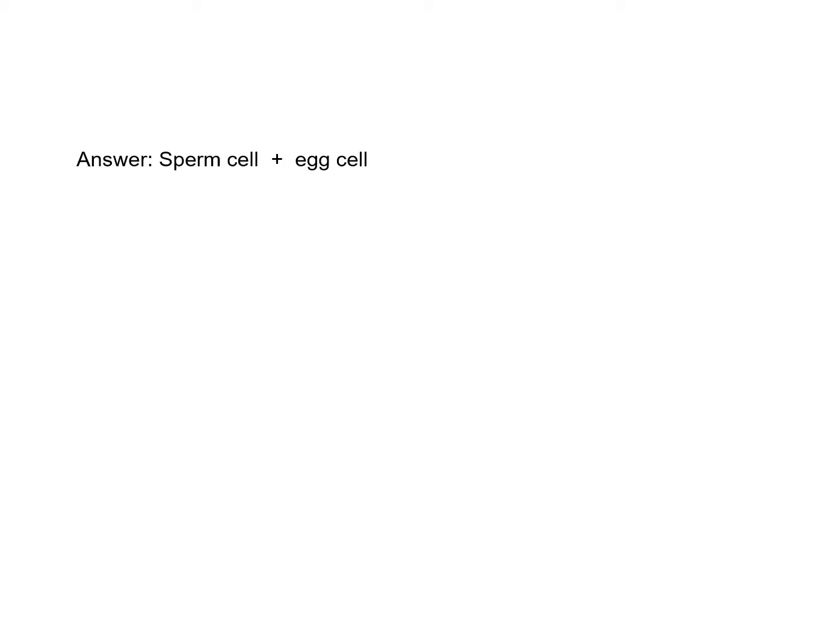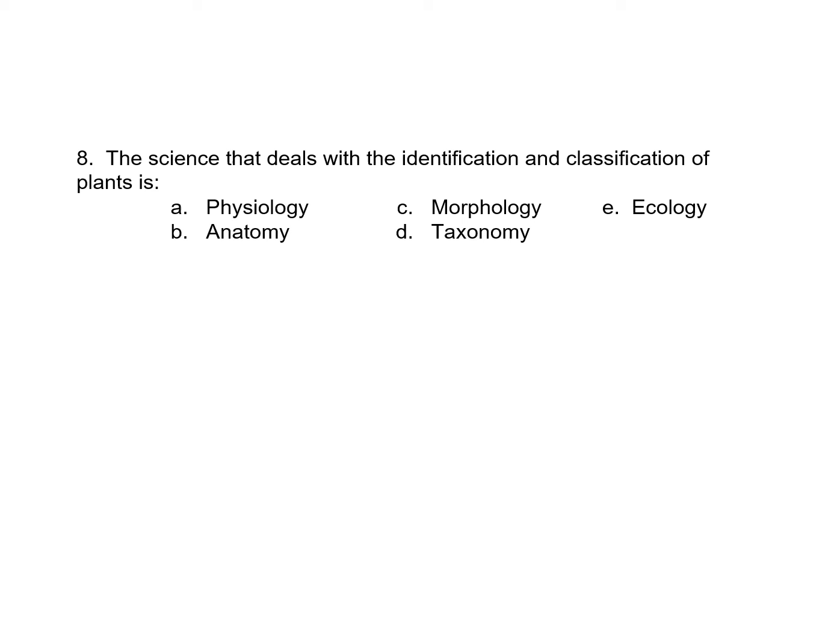Number 8. The science that deals with the identification and classification of plants is A. Physiology, B. Anatomy, C. Morphology, D. Taxonomy, or E. Ecology. The answer is taxonomy.